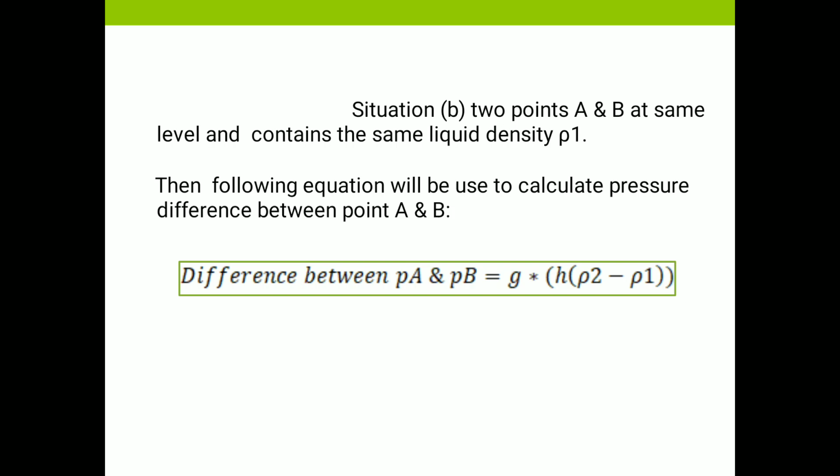For situation B, we can calculate the pressure by using the equation g into h multiplied by rho 2 minus rho 1. Situation B means what? The 2 points A and B are at the same level and contain the same liquid density, rho 1. So in that situation we can use this equation: g into h multiplied by rho 2 minus rho 1.